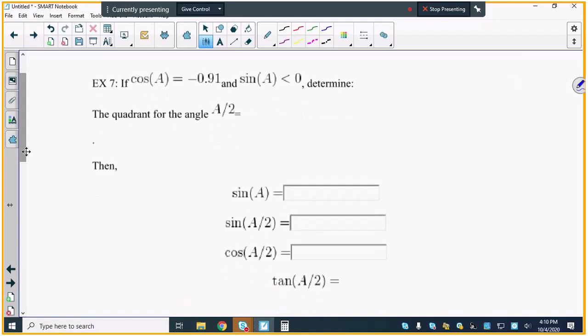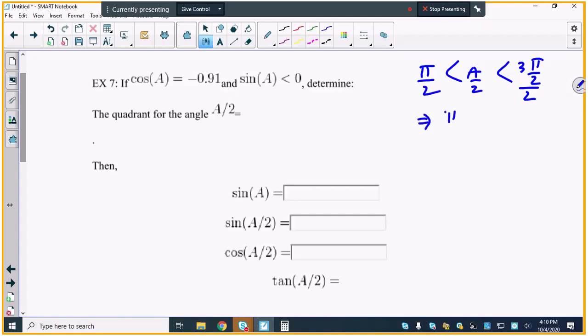Our next problem is also a problem where cosine is negative and sine is negative, and we want to know the quadrant of the angle a over 2. Remember, sine and cosine are both negative in third quadrant. So you are between 180 degrees and 270 degrees. That's the third quadrant. Or I can say between pi and 3 pi over 2. So divide all of them by 2.